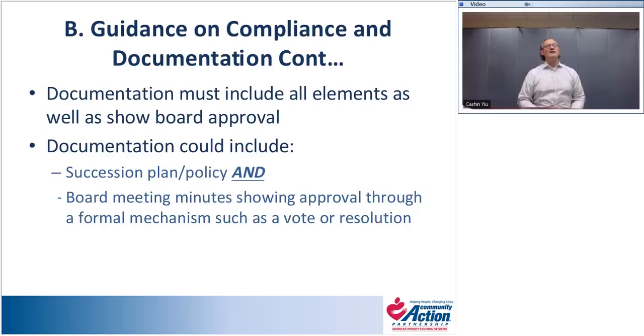And then documentation might include, again, all elements that we've talked about. So this would include a succession plan and policy for both of those instances, the short-term absence and the longer absence, and also board minutes showing approval for a formal mechanism such as a vote or resolution. So again, evidence that the board has formally approved both of the types of succession plans that this standard requires.